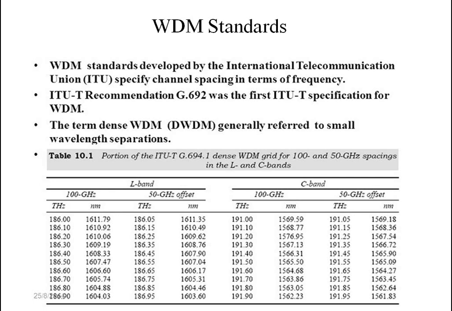So the ITU-T uses a channel numbering convention. For example, here the frequency 186.40 terahertz represents ITU channel 64. In the same way, if I check here, 186.75 represents ITU channel 675.